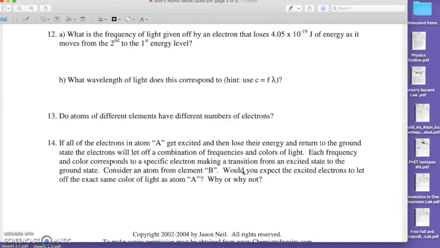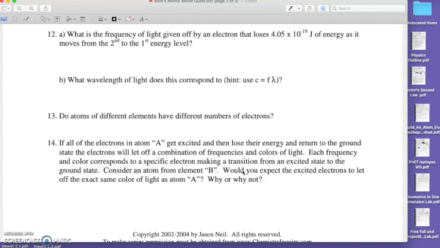14. If all the electrons in atom A get excited and then lose their energy and return to the ground state, the electrons will let off a combination of frequencies and colors of light. Hopefully we can show you that in lab this week. Each frequency and color corresponds to a specific electron making a transition from an excited state to a ground state.